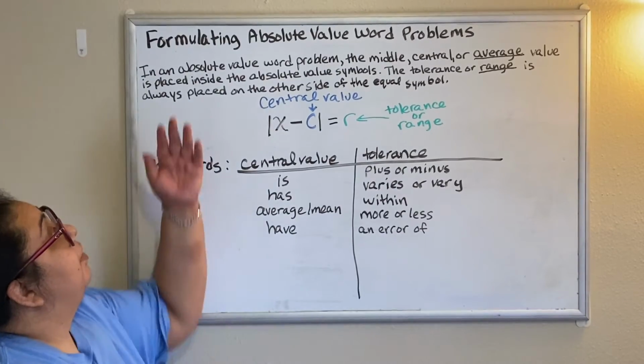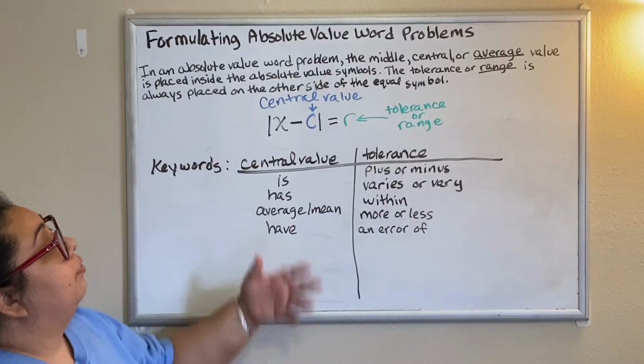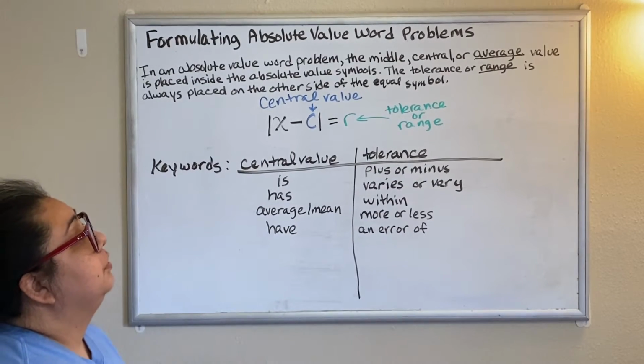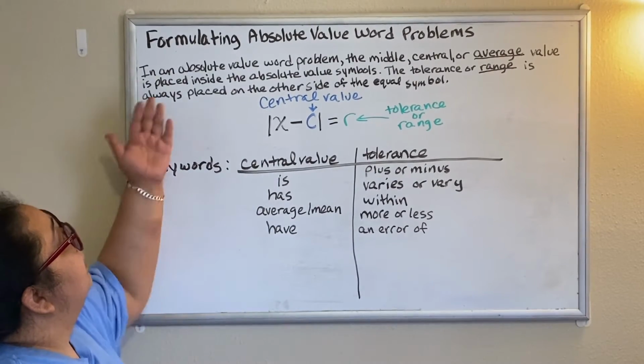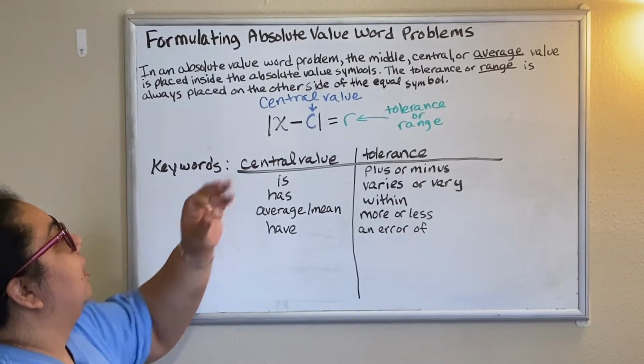Today's lesson is about formulating absolute value word problems. So let's look at some background information before we actually start formulating them. In an absolute value word problem, there are two parts, well actually three parts.